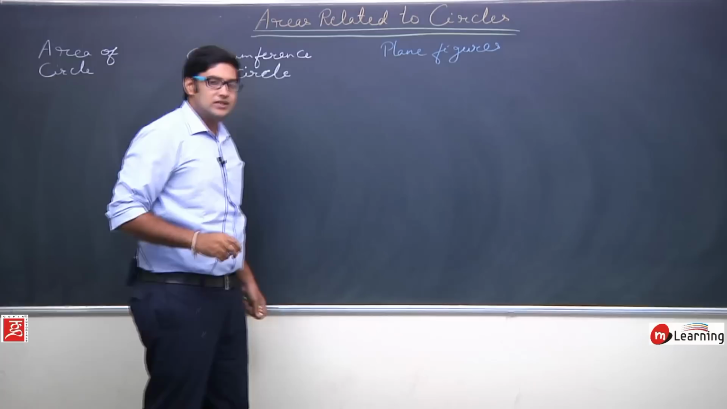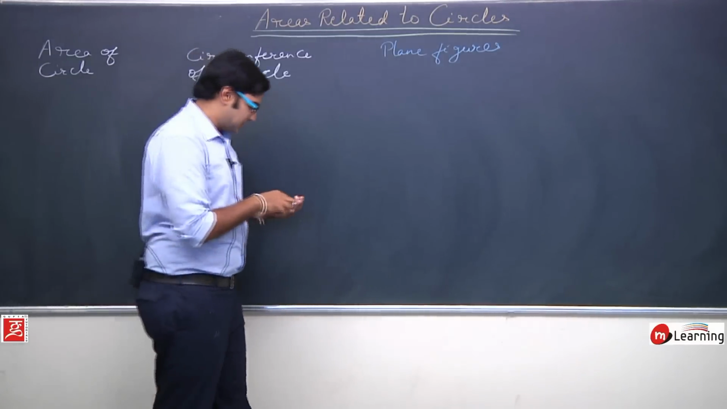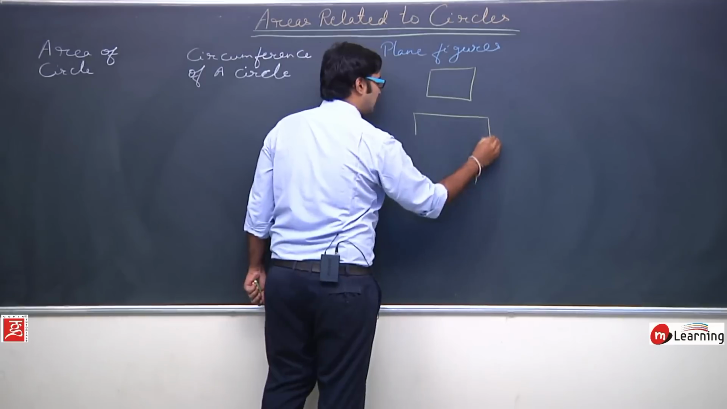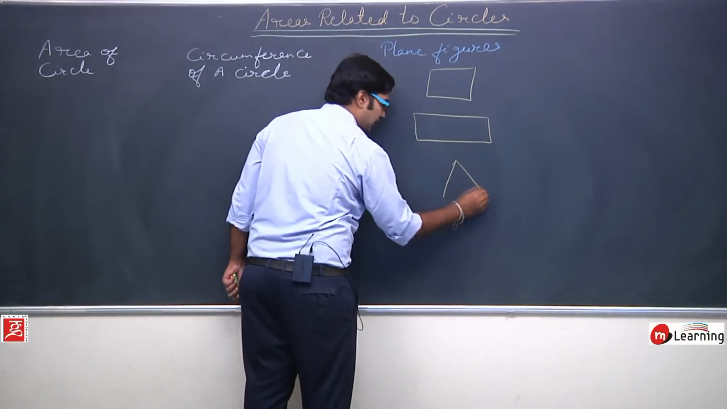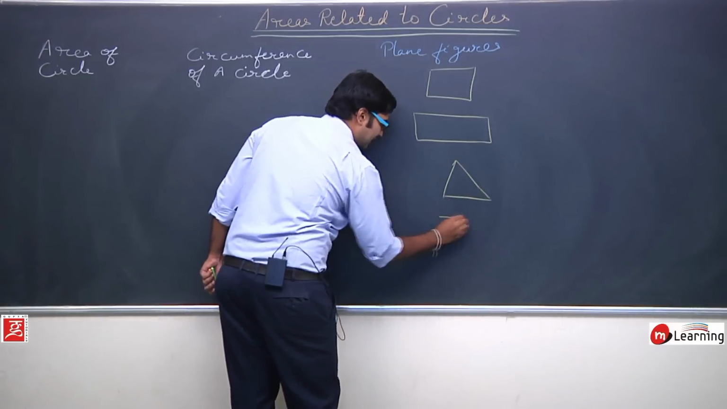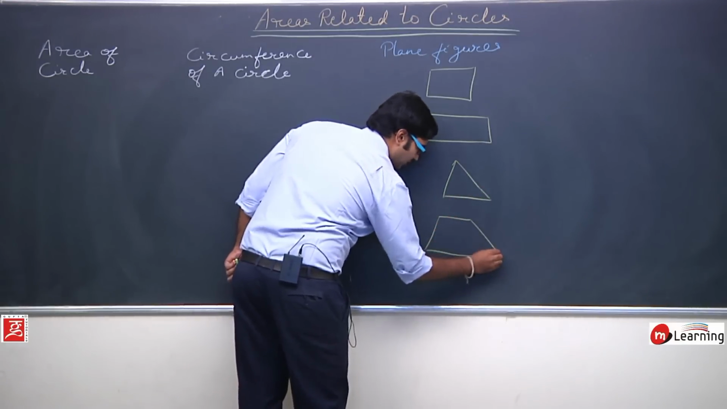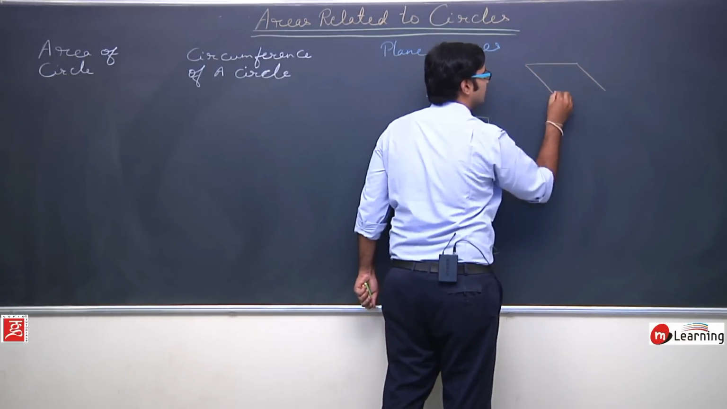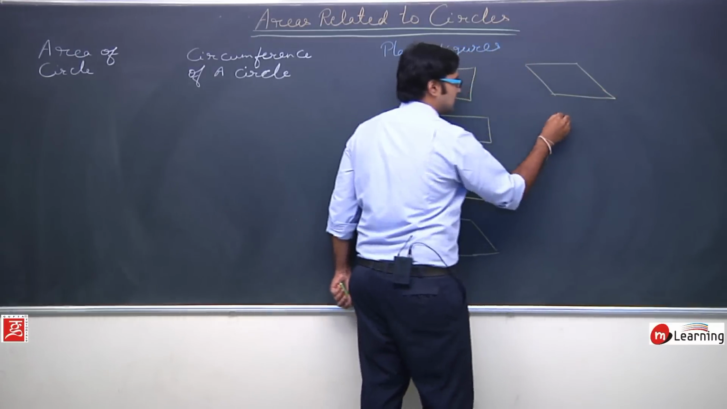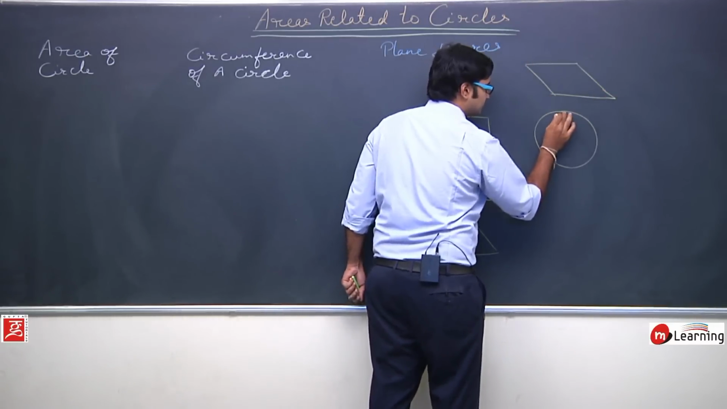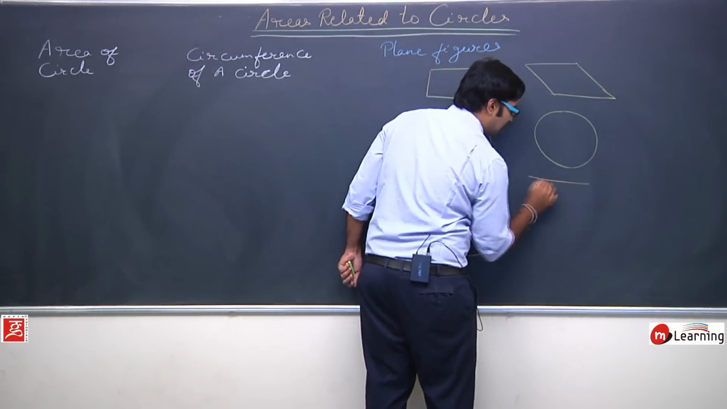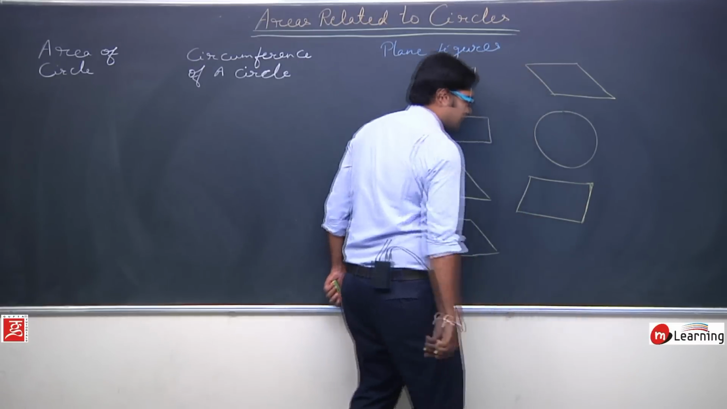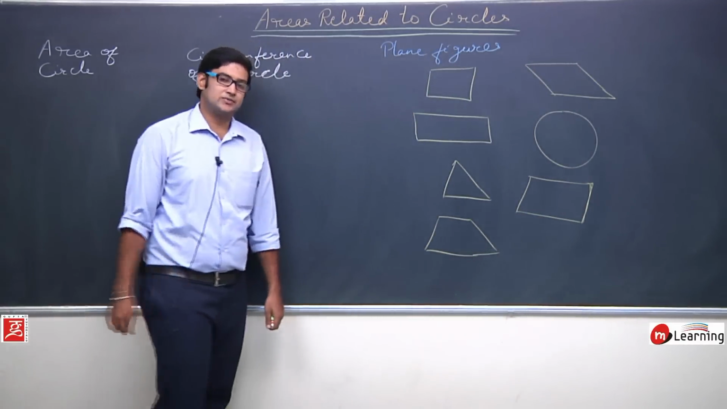What are some different plane figures that you have studied? Some basic plane figures are square, then a rectangle, then a triangle, then a trapezium, or I can say one more as a rhombus. You have studied these figures. Then circle, then a parallelogram, and so on. There are many more figures.